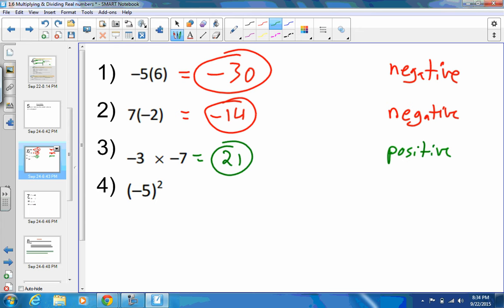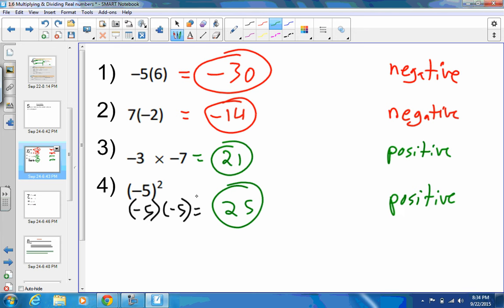All right, last one. Let's rewrite this. That'd be -5 times itself. So we have same signs again. They're both negative, so we will end up with a positive result. 5 times 5 is 25. So there you go, that's just following those rules. If you have two numbers multiplied together and they're the same sign, you end up with a positive result. If they're different signs, you end up with a negative result.